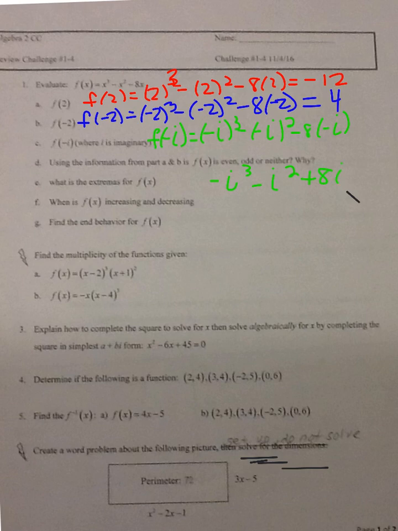Now remember, you have to know this here. i cubed is negative i, so that's negative times negative i, so that's going to be positive i. i squared is negative 1, so it's minus negative 1, which is going to be plus 1, and then I have plus 8i. So when I combine like terms, i plus 8i, that's 1 plus 9i.